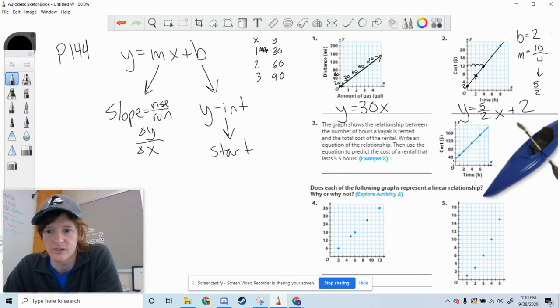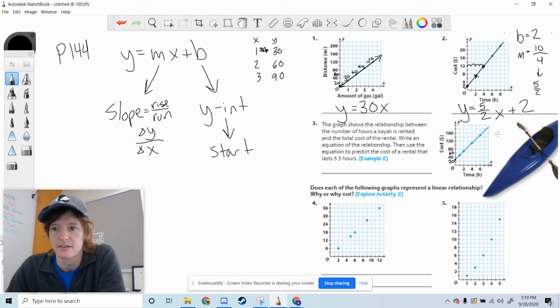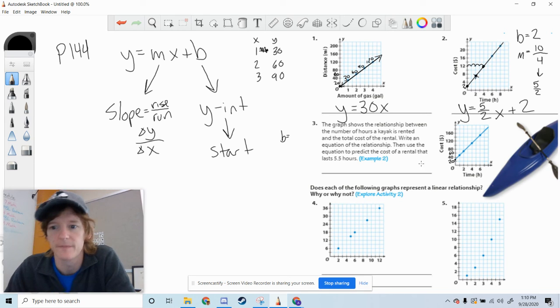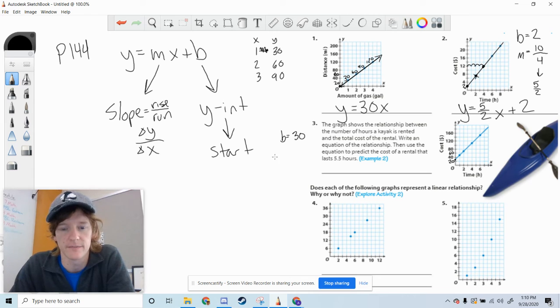So let's see, there's 20, 40, 60. I'm just going to fill those in because I know that my y-intercept here is at 30. So let's see, we need to figure out b. That's where we start. Looks like we start in the middle of 20 and 40, which will be at 30.